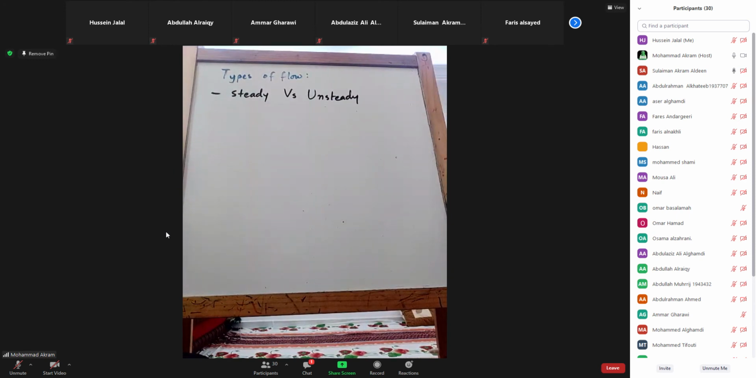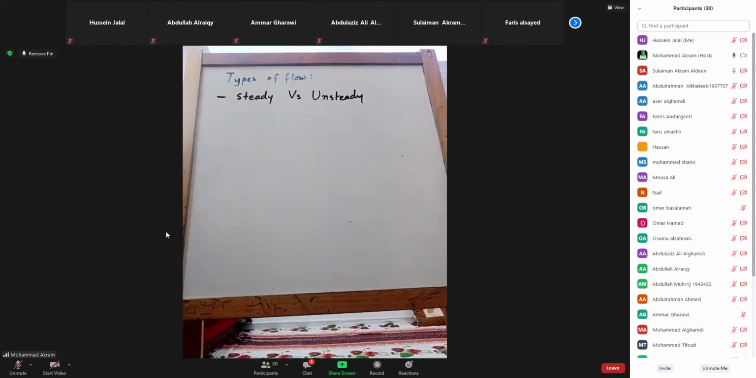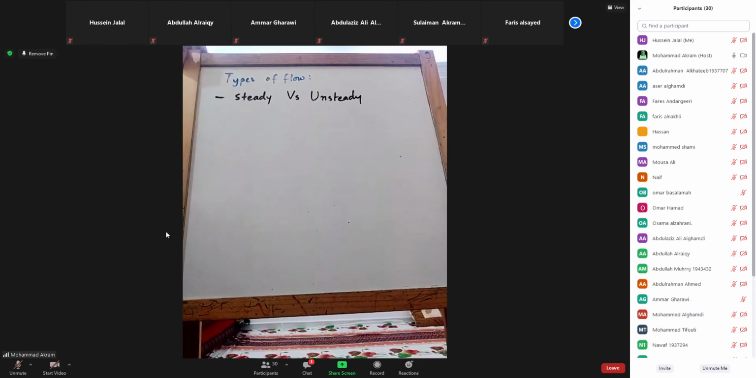What does it mean, steady and unsteady? I'm explaining. So steady means if the properties are not changing with time, then it is called steady. If properties or parameters are changing with time, then it is called unsteady.